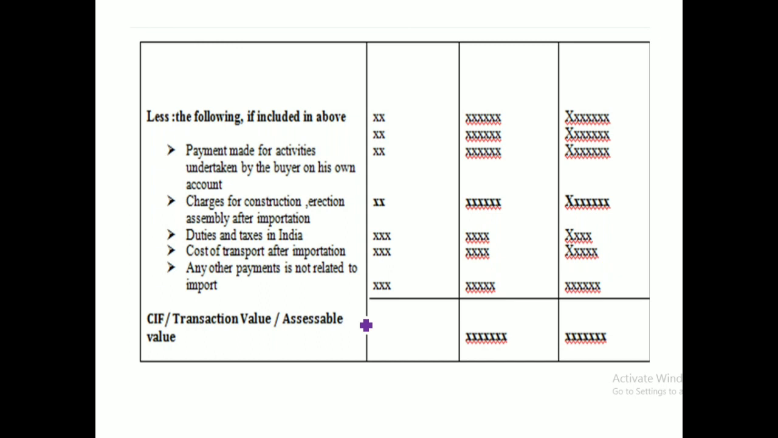First one you can see here, payment made for activities undertaken by the buyer on his own account. Without consulting the seller, if the buyer does any activities, or incurs any expenses for that, those will not be allowed here. If they are included in the above, we just need to deduct. Okay. Next, charges for construction, that is erection, movement, and even assembly after importation. After importation, if any expenses have been incurred relating to the goods, that we will not consider. Next, duties and taxes which we pay in our country, if they have already been included, we just need to deduct.